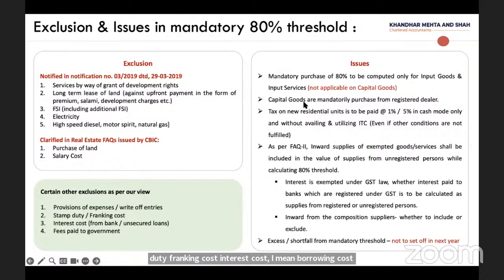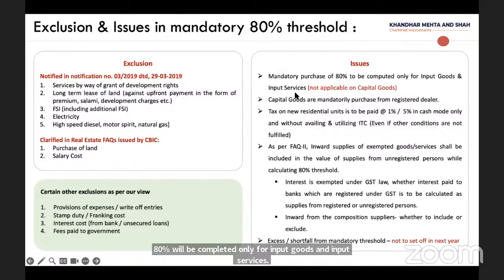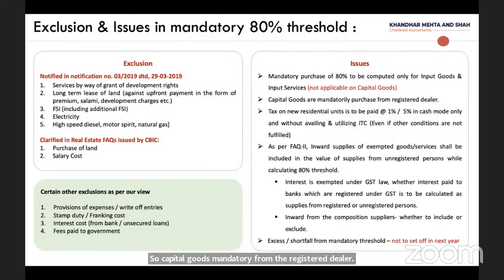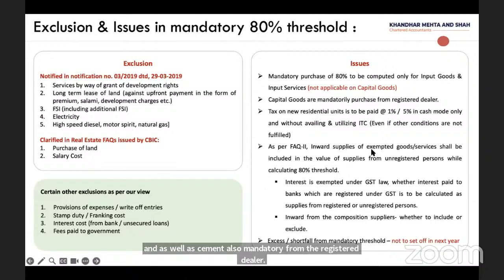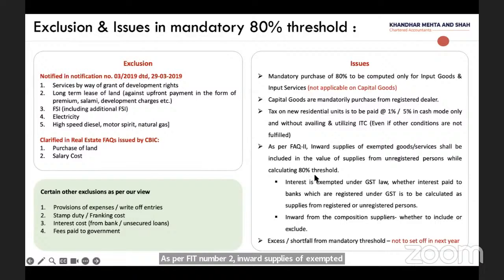Now, the issue here is that the mandatory purchase of 80% is to be computed only for input goods and input services. Capital goods are mandatorily from the registered dealer, as well as cement. As per FAQ number 2, inward supplies of exempted goods and services shall be included in the value of supplies from unregistered persons while calculating the 80% threshold. So interest is exempted under GST law; whether interest paid to banks, which are registered under GST, is to be calculated as supplies from a registered or unregistered dealer. To my mind, it should be considered as a registered dealer, and hence there is no need to pay under the reverse charge for the differential part.